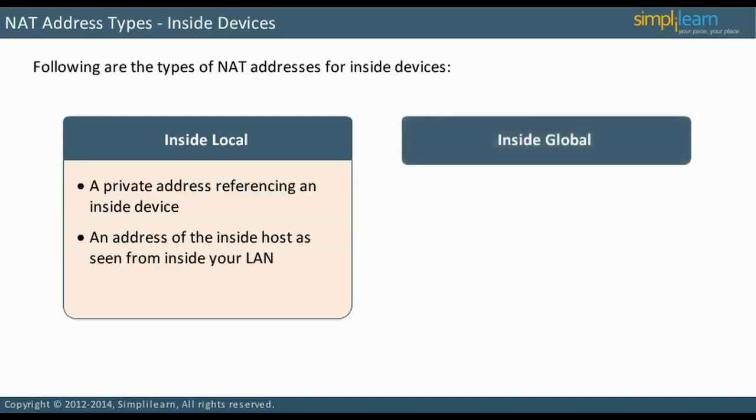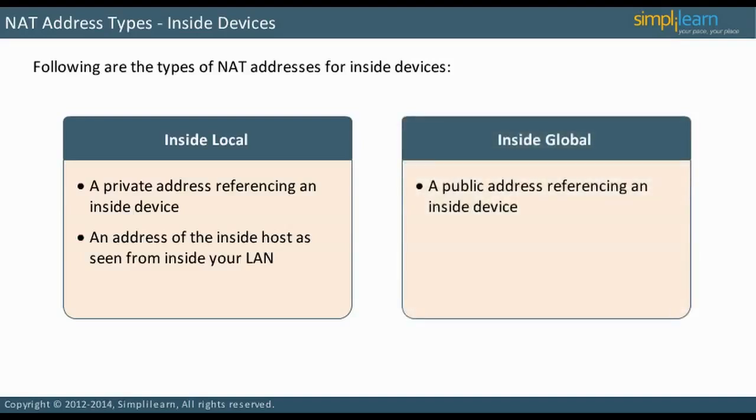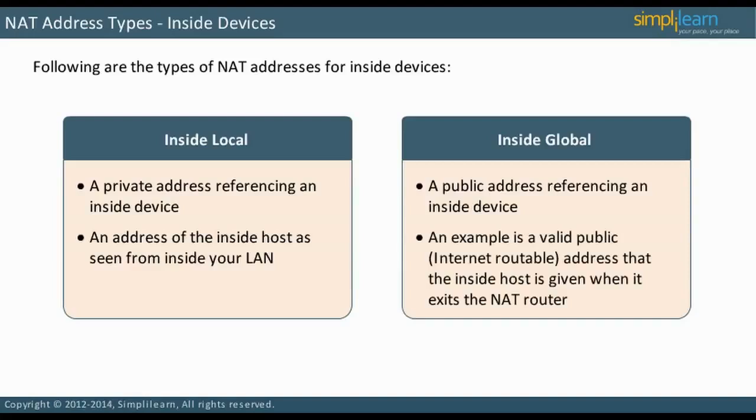An inside global address is a public address referencing an inside device. It is the address of the inside host as seen from the Internet. For example, this could be a valid public Internet routable address that the inside host is given when it exits the NAT router. In the next slide, let us discuss NAT address types for outside devices.